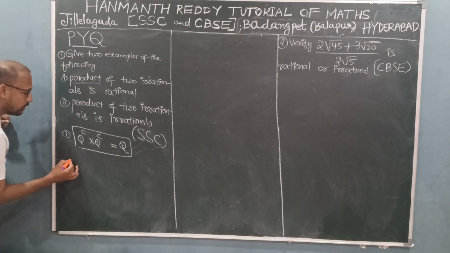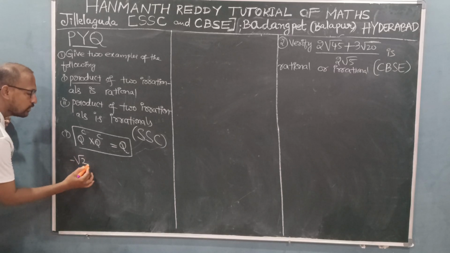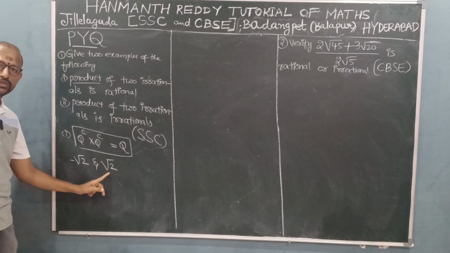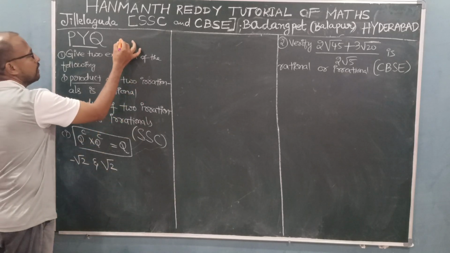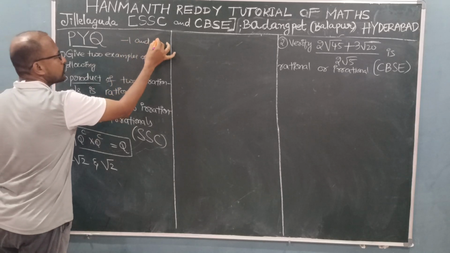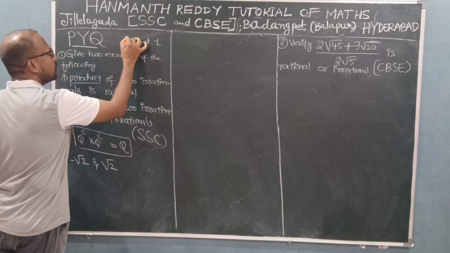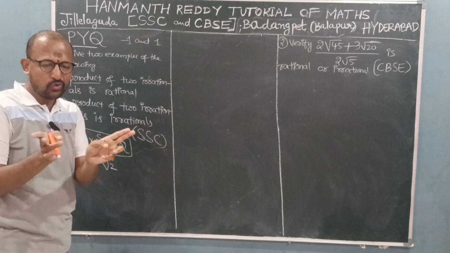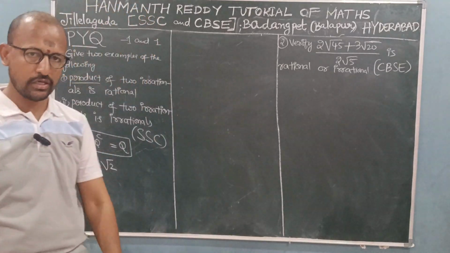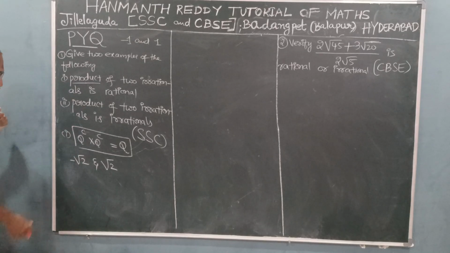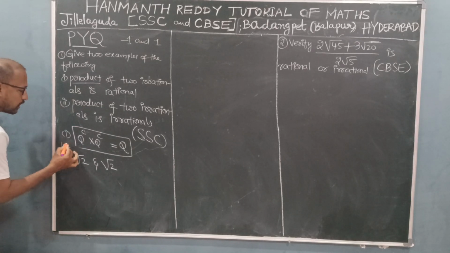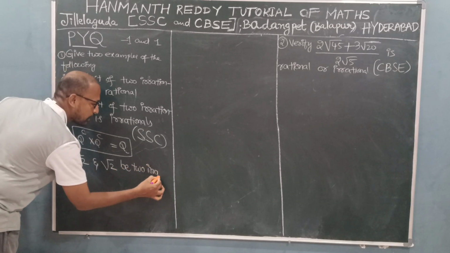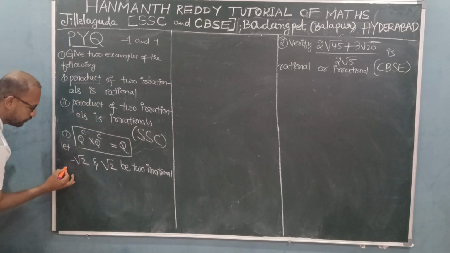So let us take minus root 2 and root 2. Why, sir? You know very well: minus 1 and 1, are they the same numbers or different? They are different integers, because one is positive and the other is negative. Therefore I am taking two different irrational numbers. Let minus root 2 and root 2 be two irrational numbers.